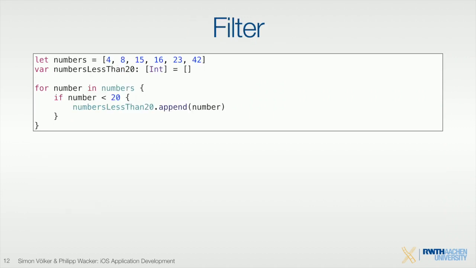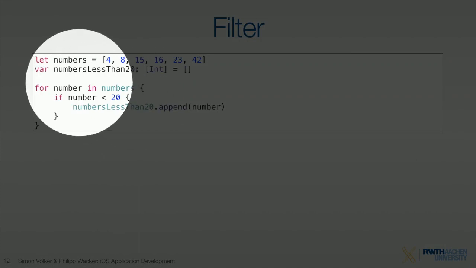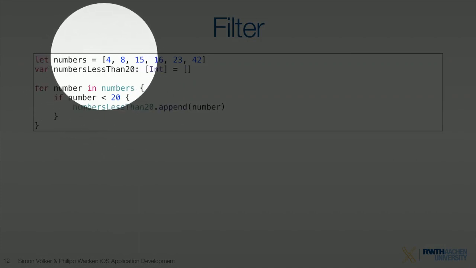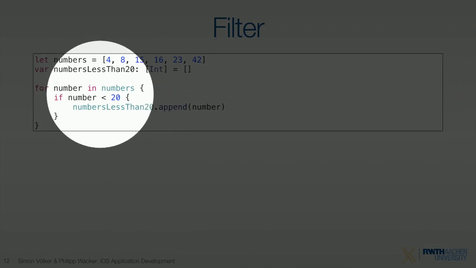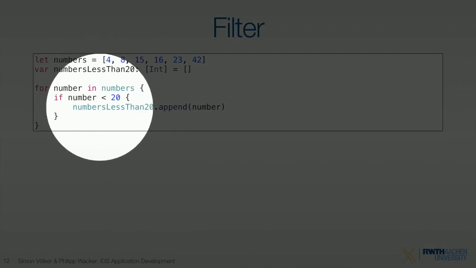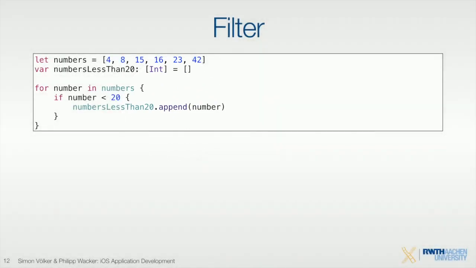Next one is filtering, and filtering, very straightforward, takes the array and just returns a set of elements that satisfy a comparison that you hand in. So in this example, again with a loop, I want to have an array that has all the elements of my original array that are less than 20. So I specify the array that I want in the end, and I go over every element in my original array, check whether they're less than 20, and then append them to the new array.